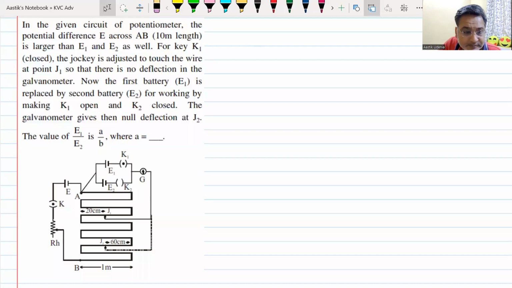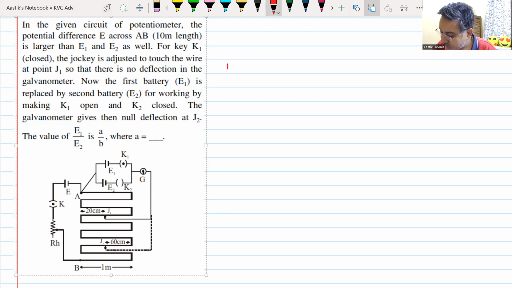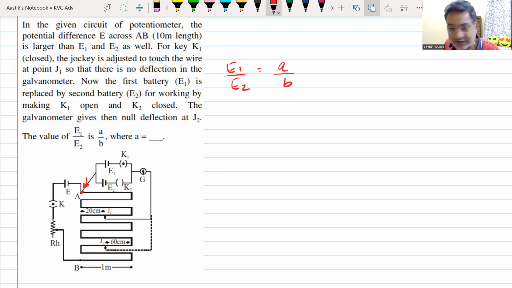I'll give you 2 minutes. So E1 by E2 will be equal to A by B. A is the length of the null point in the first case. We have to calculate from the same point. Let us calculate from the point A. From the point A, what is the value of the null point? 3.8 meters, 380 centimeters, and the next position is where? It's 7.6, sir. So it is in the ratio 1:2.